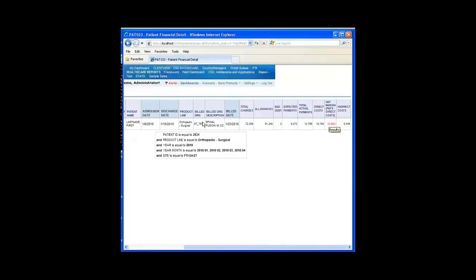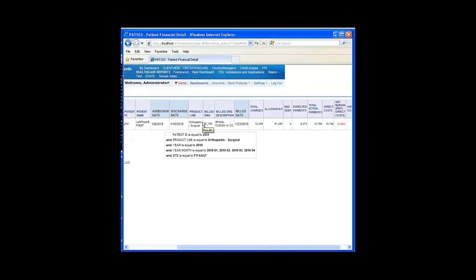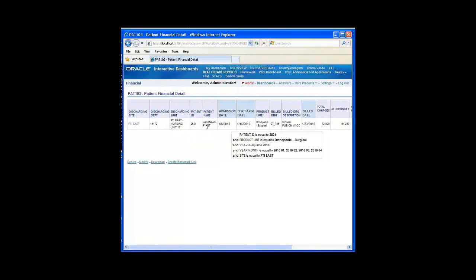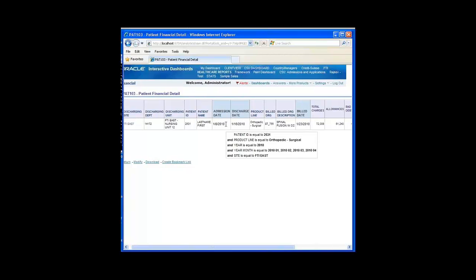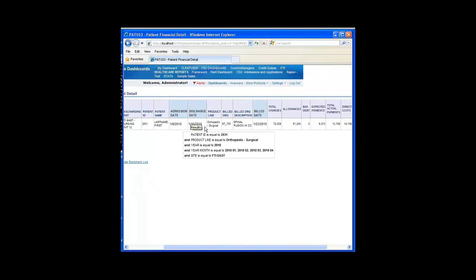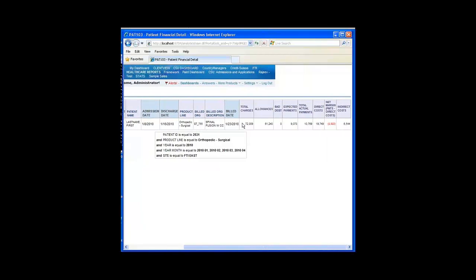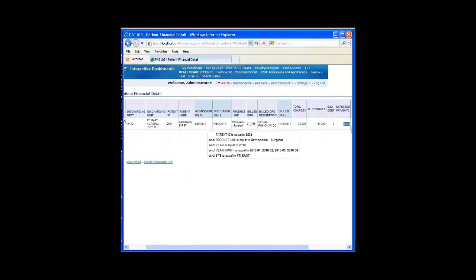Clicking on that individual dot gives me some information, obviously. I've got the hospital, where they were discharged from, who the patient was, when they were admitted, when they were discharged. I can see they were in-house about 8 days, what their DRG was, total charges, allowances, bad debt, expected payments, direct costs. So I can see my costs exceed my payments here, right? So that's sort of the gist of that scatter plot, really, and I can hit the back button and jump back to it.